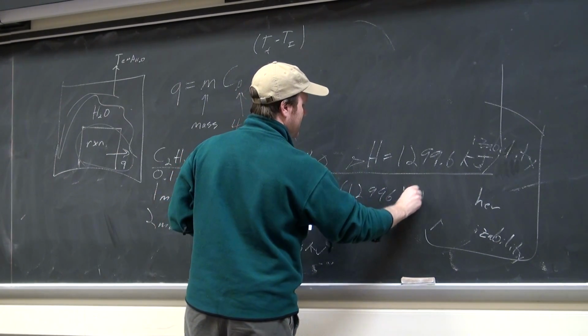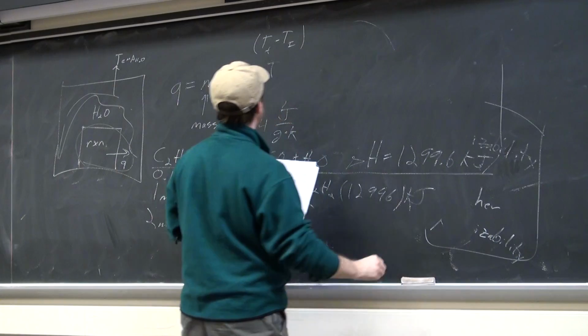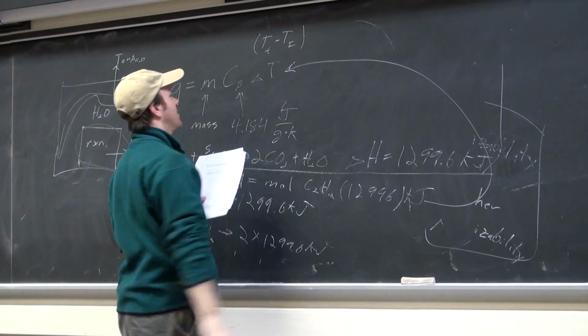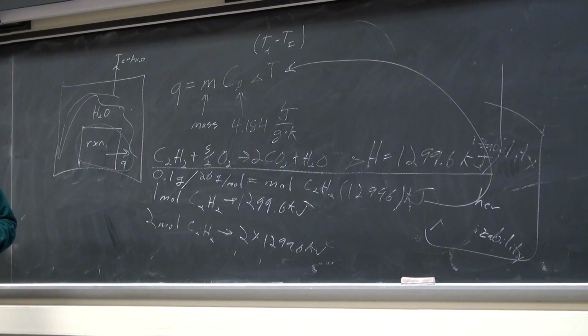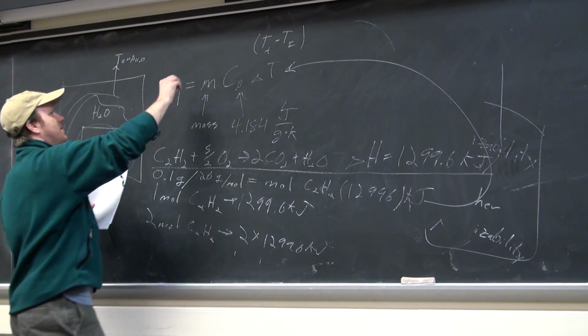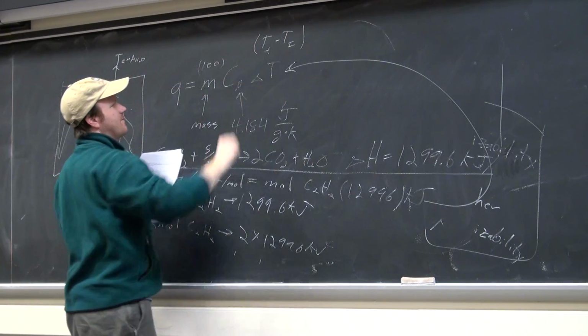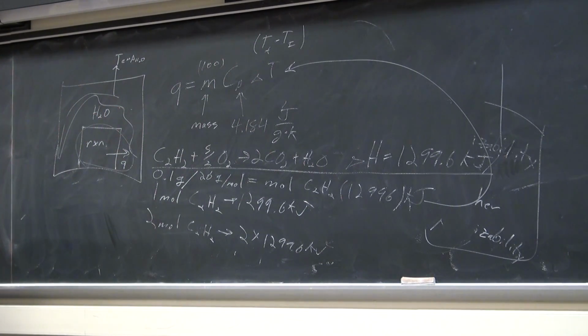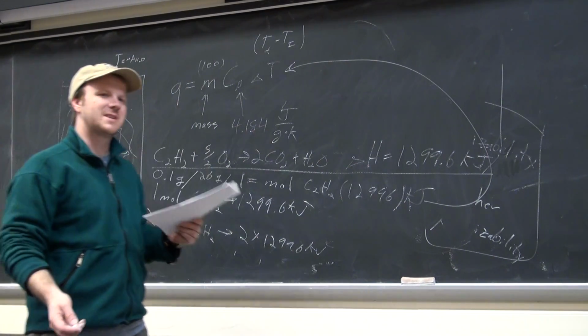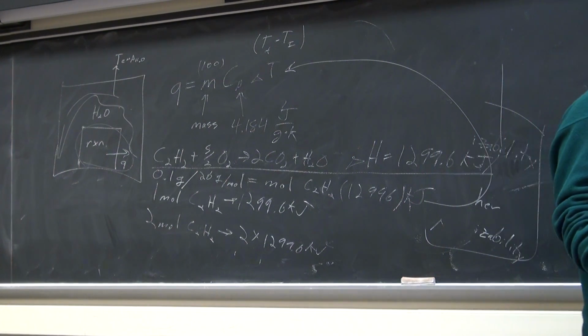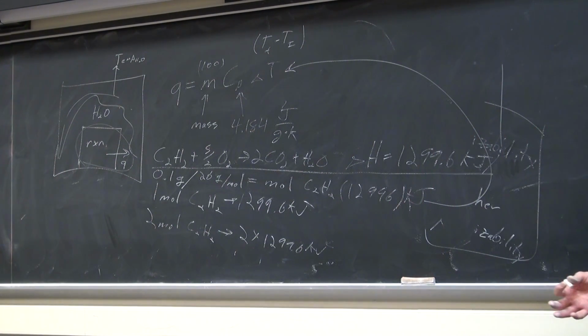12,996 kilojoules. Then I take that number of joules and go right back to here and try and figure out what my final temperature is. And so I have 100 grams of water. I know what this number is, and I have to figure out what the final temperature is. And so I think the hard part about problem number 3 was how many moles of acetylene do I have, and how much heat is that going to give off? That's the key to that problem.